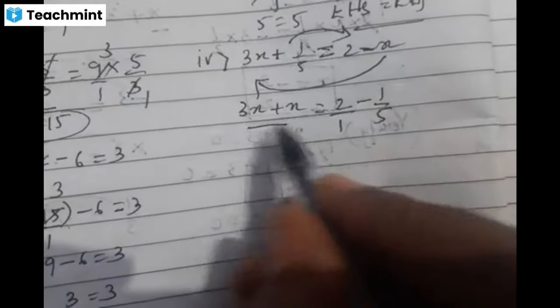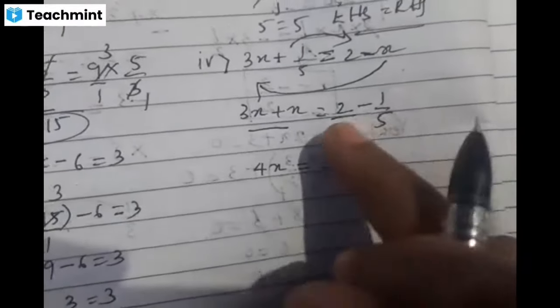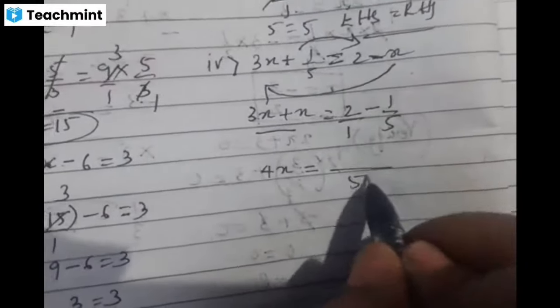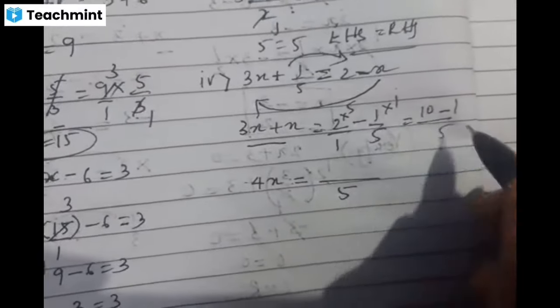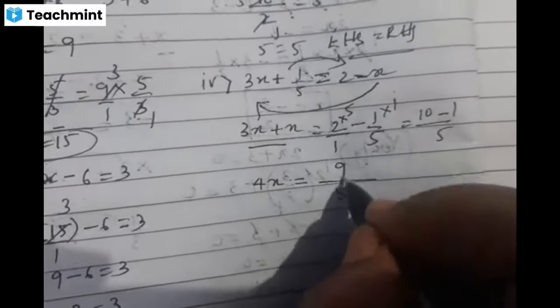In the left hand side, 3x plus x is 4x, is equal to, make the common denominators in subtracting the rational numbers. 1 and 5 LCM is 5. 1 5s are 5. 5 1s are 5. What is 2 5s are, children? 10 minus 1 1s are 1, divided by 5. 10 minus 1 is 9.